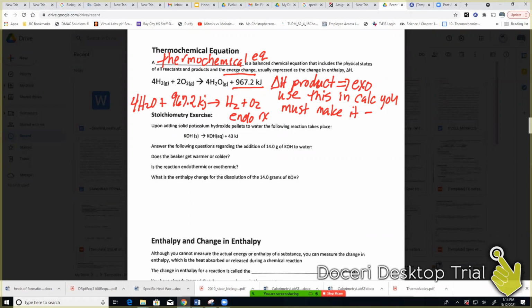All right. We're going to look at one stoichiometry problem using this. Not doing a quiz, not doing practice over this. You will not see it on the test except in the form of a bonus.